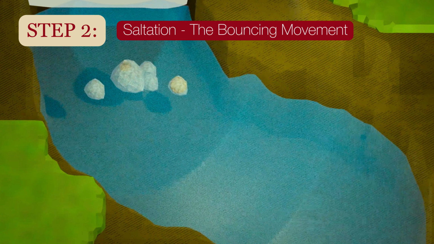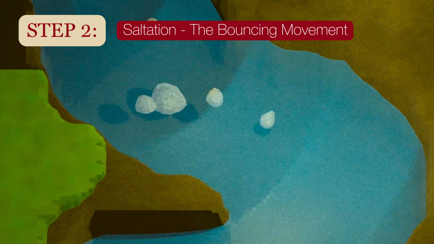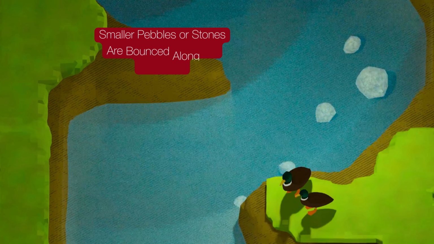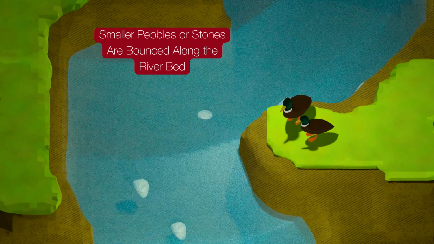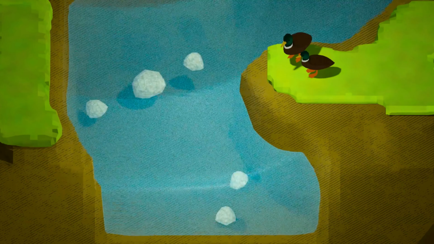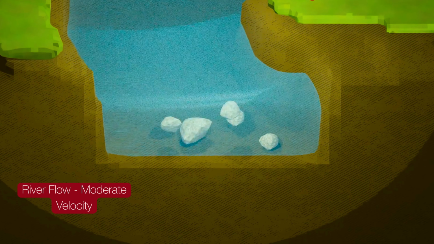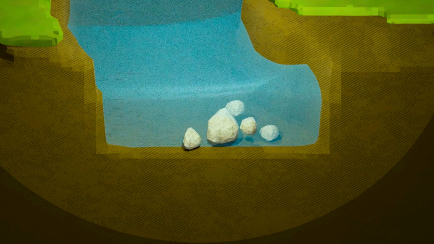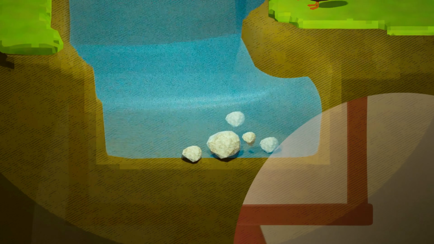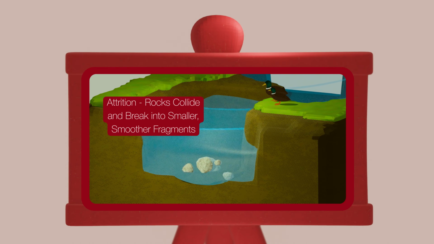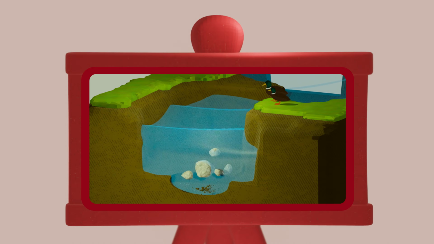Saltation is when the river loses a bit of energy and can no longer roll large rocks. Instead, smaller pebbles and stones are bounced or hopped along the bed in a series of short jumps. Saltation happens in rivers with a moderate velocity, where the water is strong enough to lift particles for short distances. Each time these particles land, they can knock into and chip away at the riverbed, contributing to erosion by attrition, the process where rocks collide and break into smaller, smoother fragments.